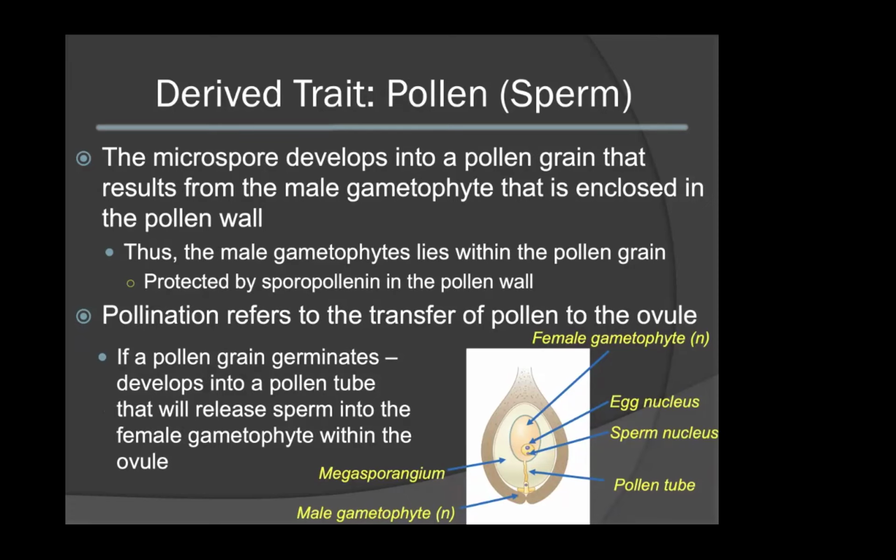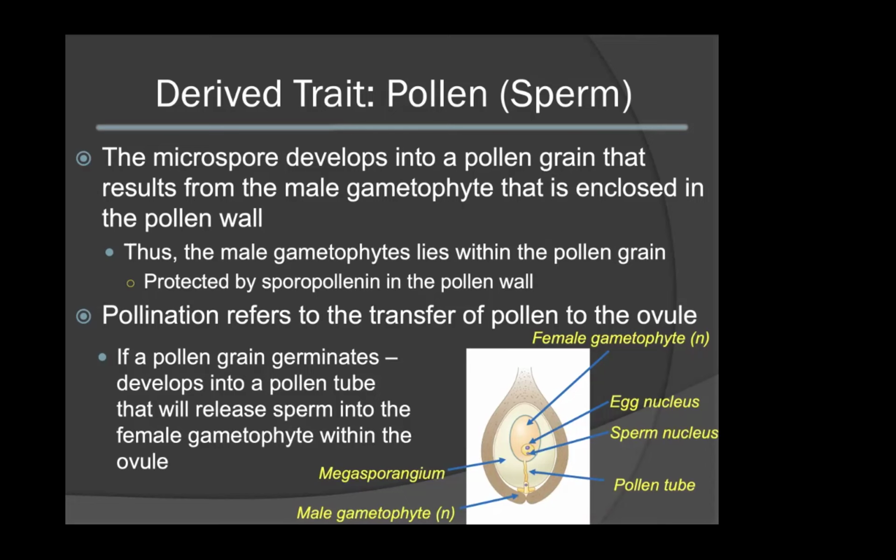Pollination itself is a process that refers to the transfer of pollen to the ovule. If a pollen grain successfully germinates, this will develop into a pollen tube. This will help to release the sperm into the female gametophyte, and this occurs within the ovule itself.